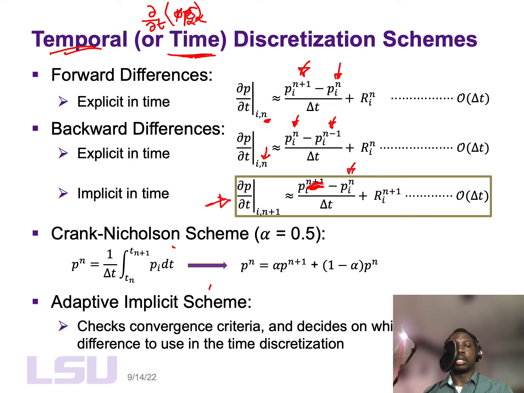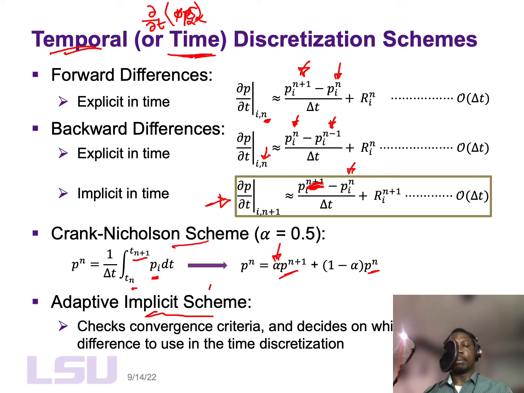There is also the Crank-Nicholson, where we use some bits from current time step, some bit from the previous time step, which is shown here. And alpha could be 0.5 or any fractional number, but we're not going to be using this in reservoir simulation.